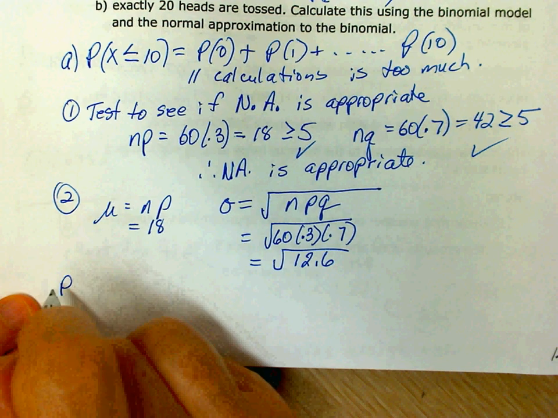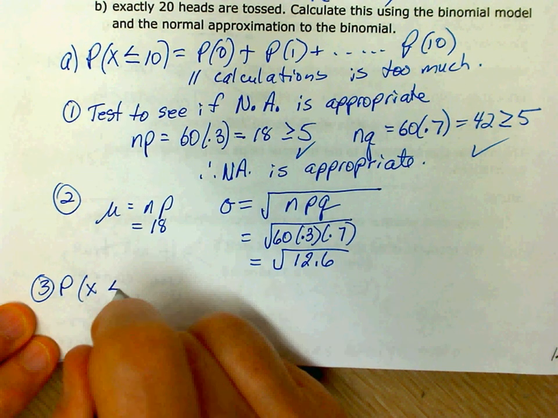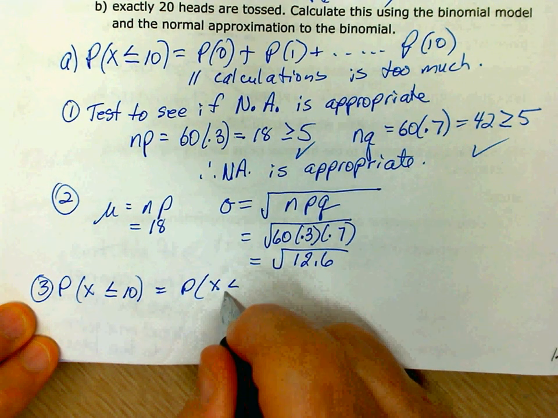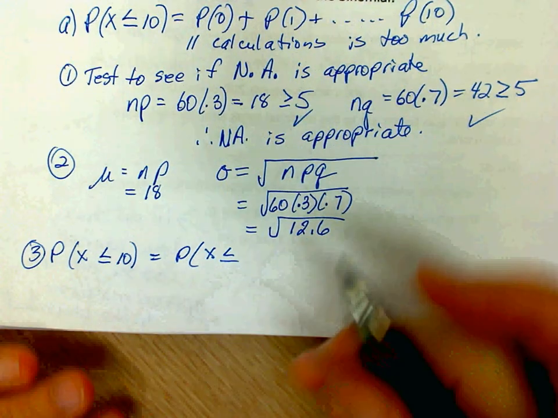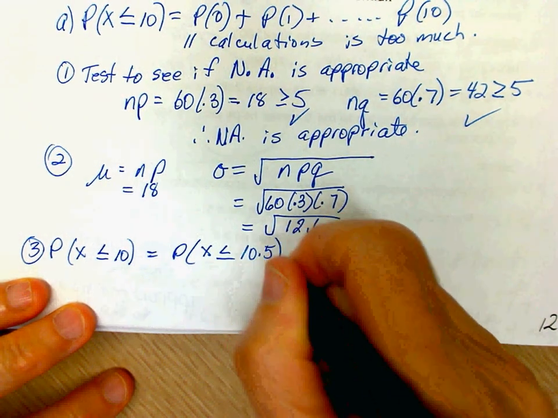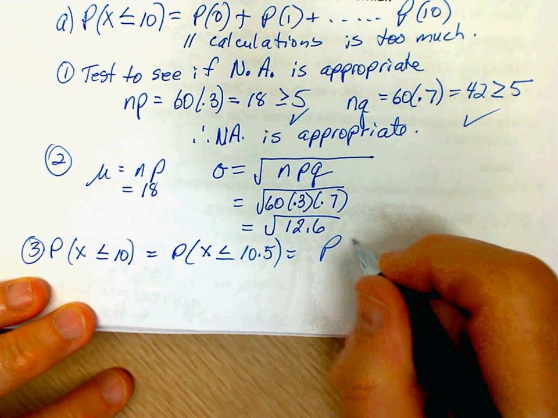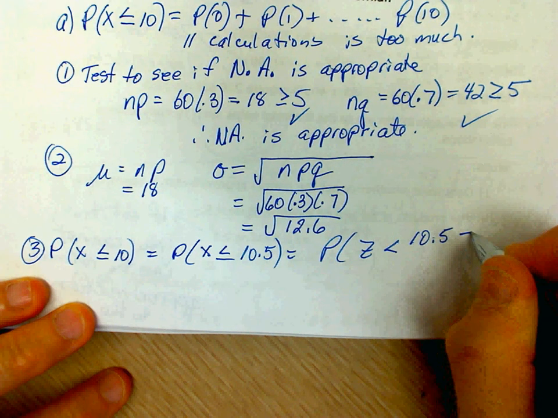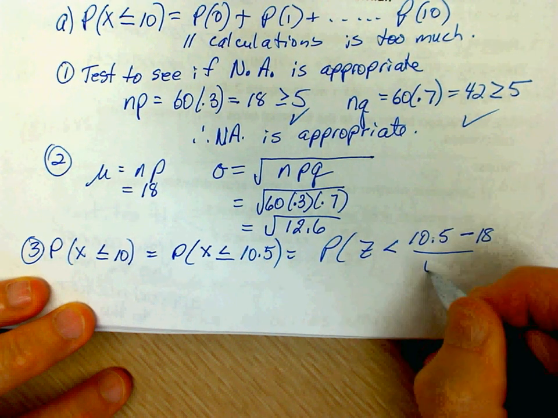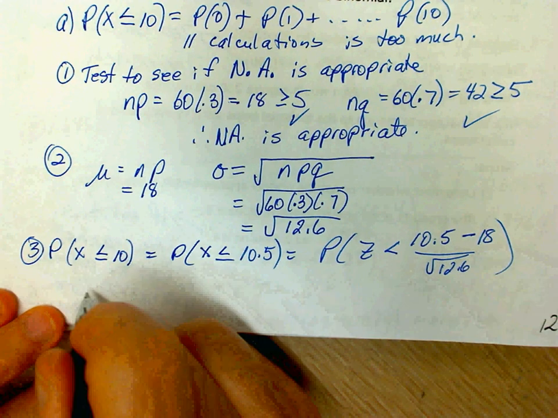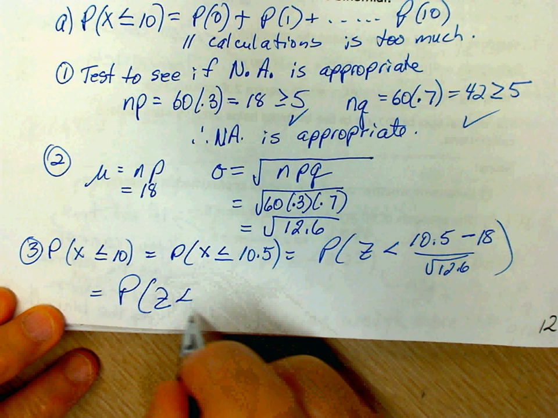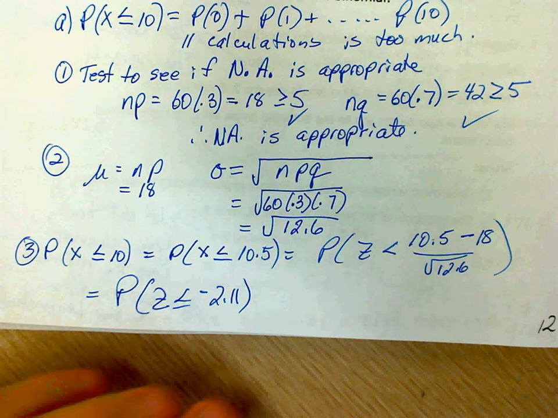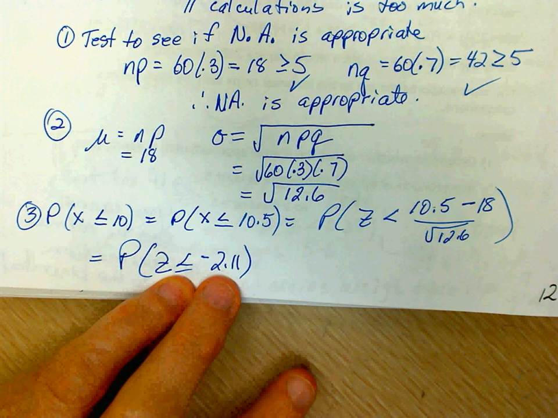Probability that x is less than or equal to 10 is equal to, what's my 0.5 adjustment? Yeah, because we want the 10 included, right? And that is equal to the probability z is less than 10.5 minus 18 all over the square root of 12.6. Remember, take your z-score to 2 decimal places, right? Because your table is to 2 decimal places, so we're kind of stuck with the 2 decimal places.